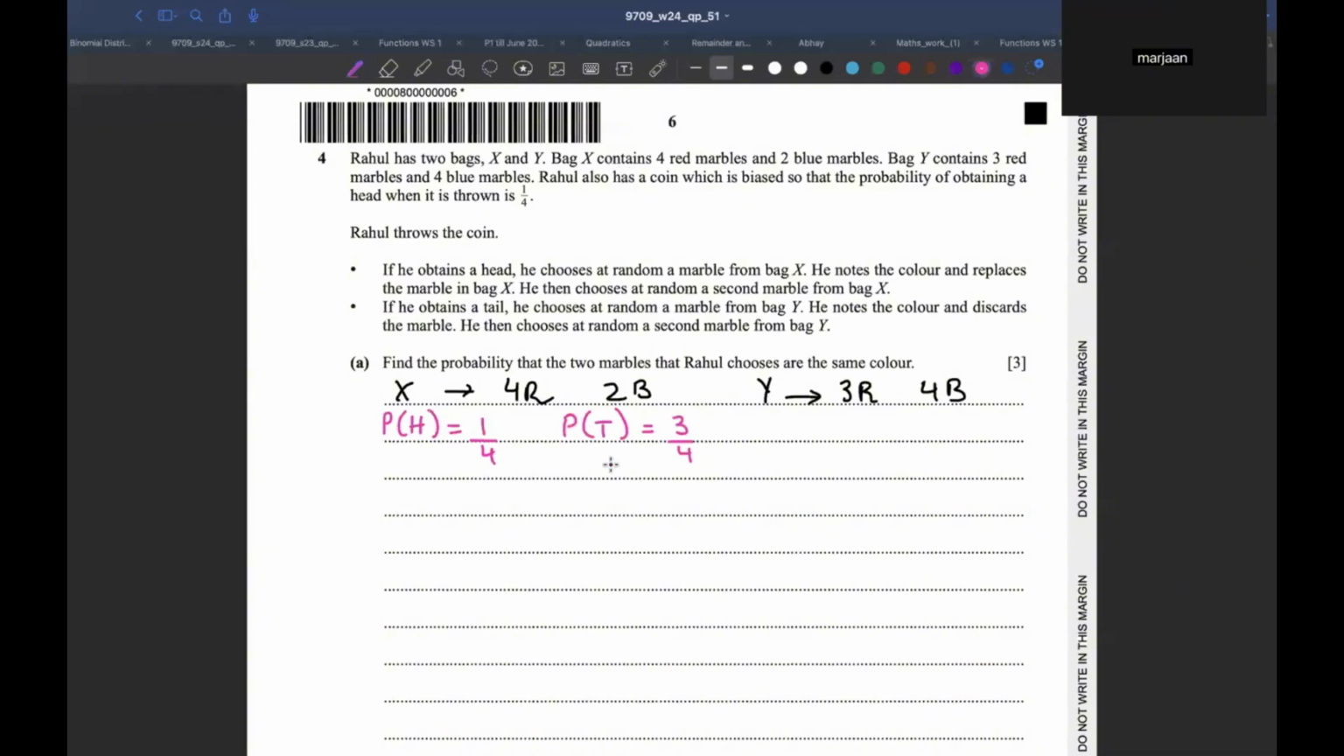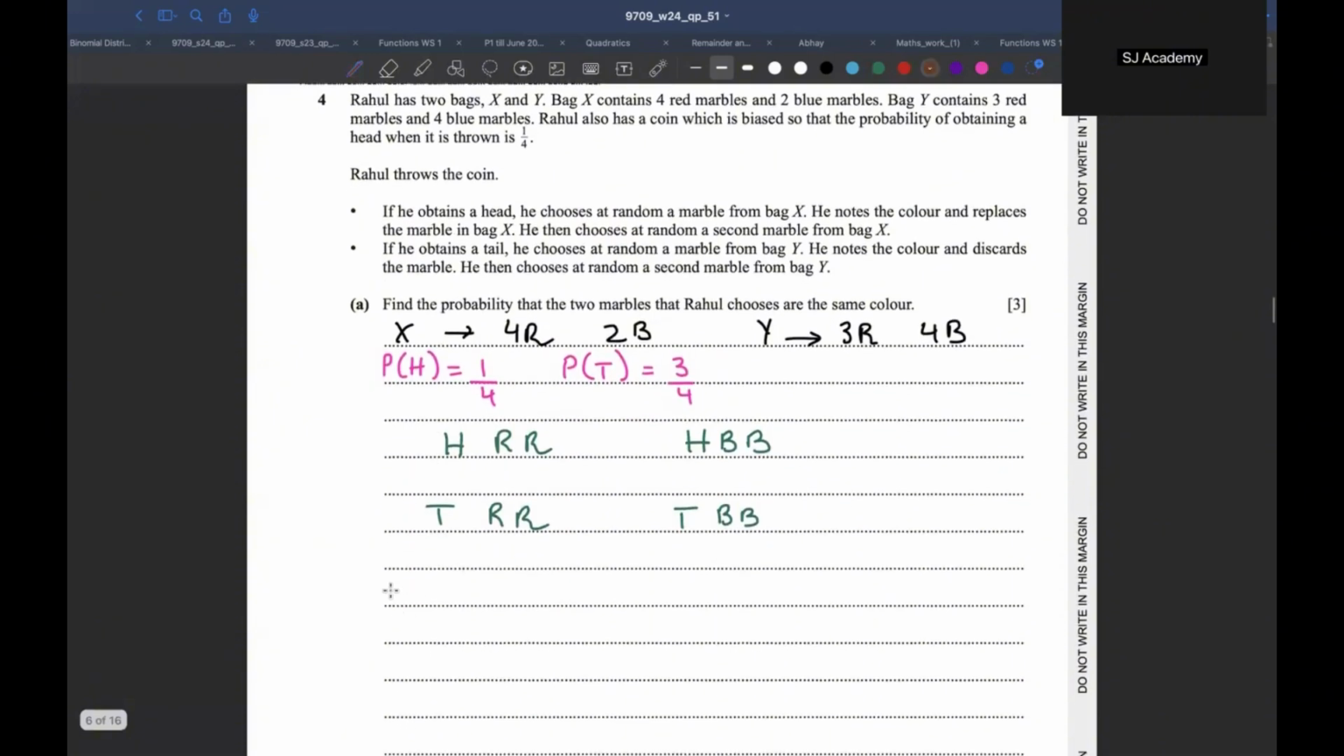So we have to find the probability that the two marbles that Rahul chooses are the same color. Now, what does it mean by the same color? It could be the same color from X, it could be the same color from bag Y. If he gets a head, he can get both red, or both blue. If he gets a tail, he can again get 2 red marbles, or 2 blue marbles.